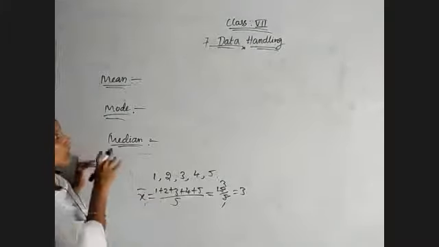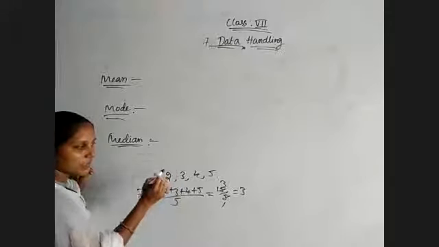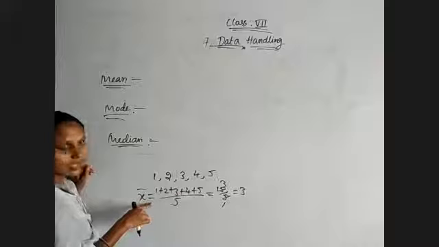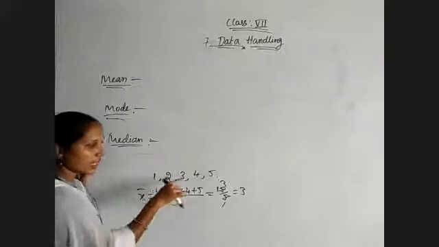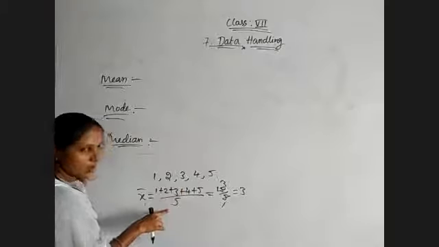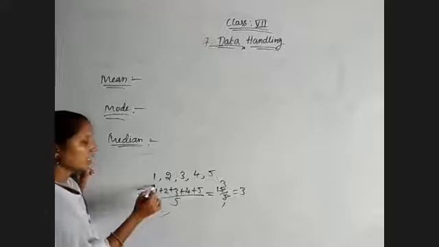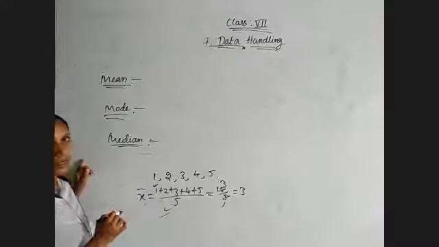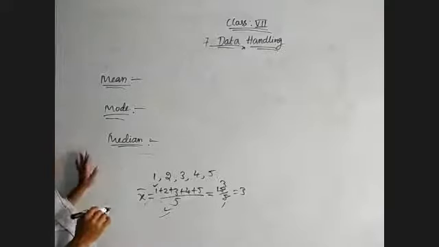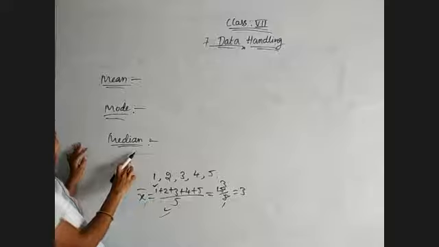Now, see here, if you change any observation, then the mean will also be affected. If the sum changes, then the mean will compulsorily be affected. If we remove any number, then the number of observations will change, so the mean also changes. That means the mean depends upon each value of the observation and the number of observations. Okay, coming to mode, but before that, we will see median.